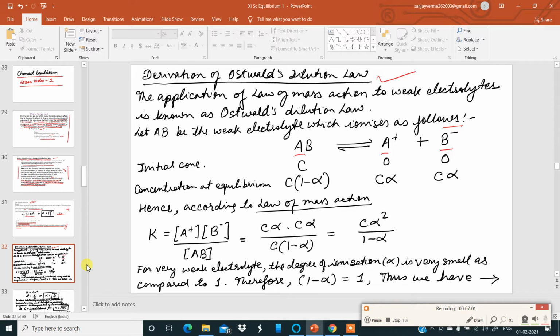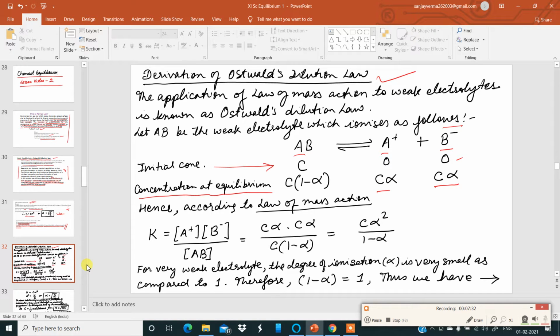Initial concentration of AB, let us take it to be C. Initially the concentration of A plus will be 0, B minus will be 0, correct? Now when equilibrium has been reached, the concentration of AB at equilibrium will be C into 1 minus alpha. Alpha is the degree of dissociation of the weak electrolyte AB, and at equilibrium the concentration of A plus will be C alpha, B minus will be C alpha again.